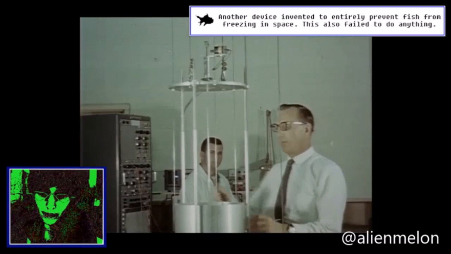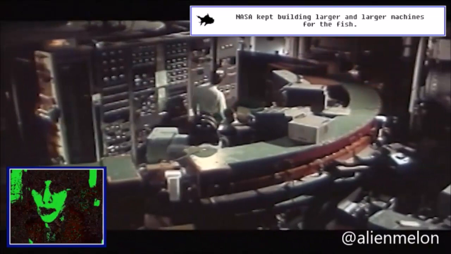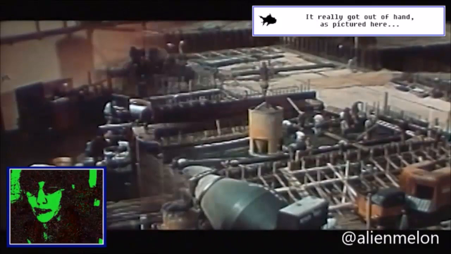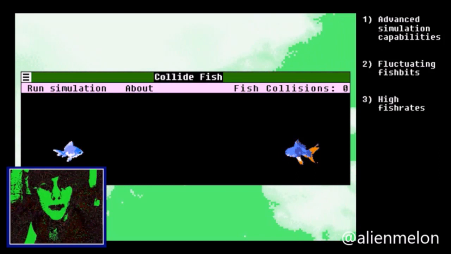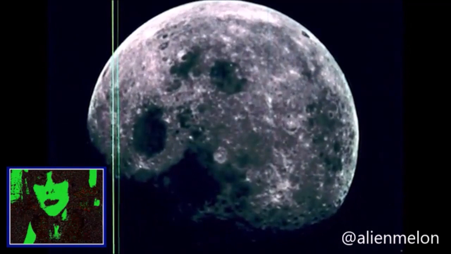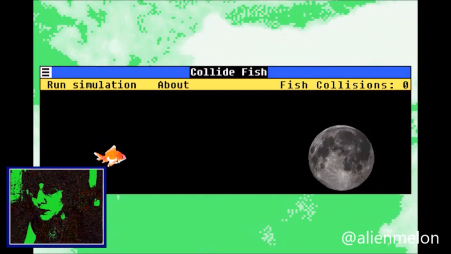NASA was desperate. How could they launch fish at the moon and monitor how the fish bodies collided with the heavenly bodies? If they failed, then that would mean that science has failed and the world might very well end. Collide Fish to the rescue. Using Collide Fish's advanced simulation capabilities, fluctuating fish bits, and high fish rates, NASA was successfully able to simulate fish collisions with the moon. The solution was simple. Replace one of the two fishes featured in Collide Fish with the moon. They ran the simulation and so much scientific progress was made that day that the Cold War ended.